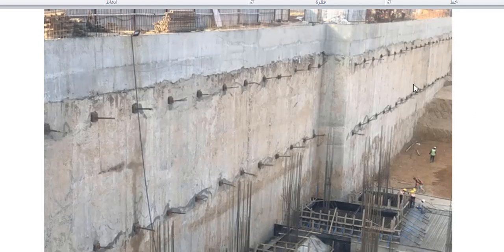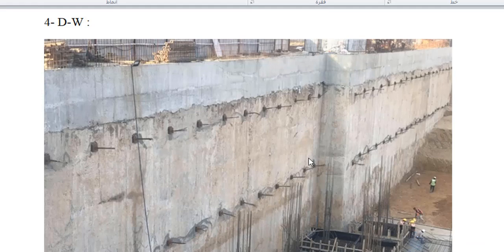The diaphragm wall with struts and tie back. As you can see, this is tie back. The thickness of the wall depends on the depth.